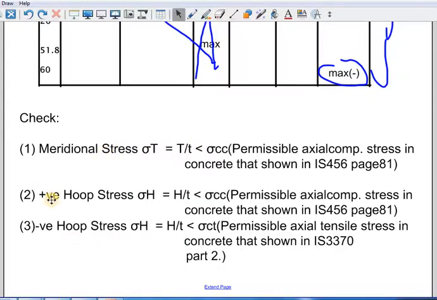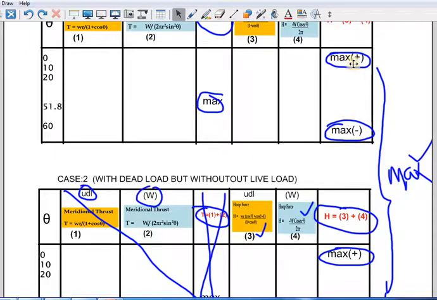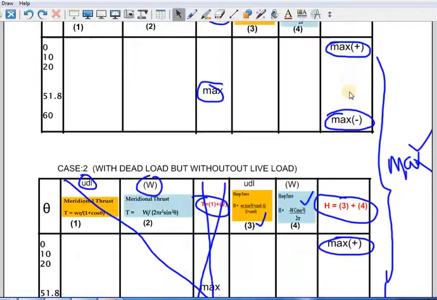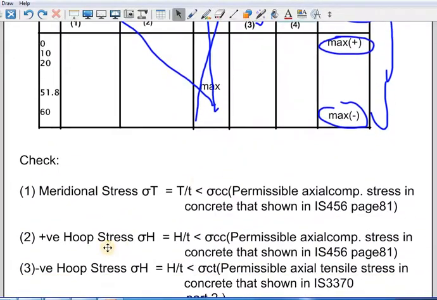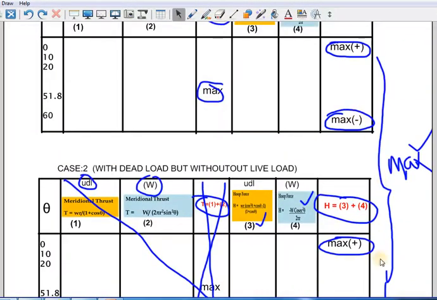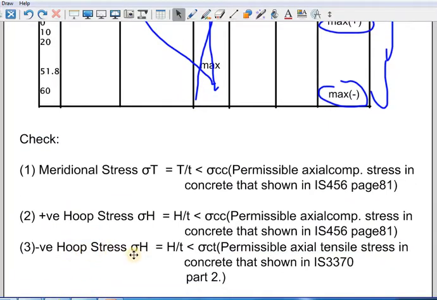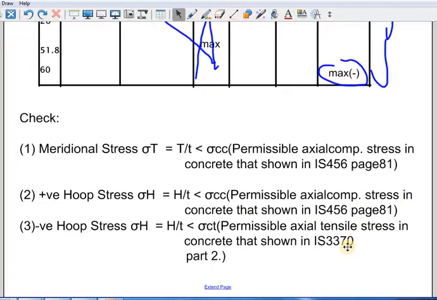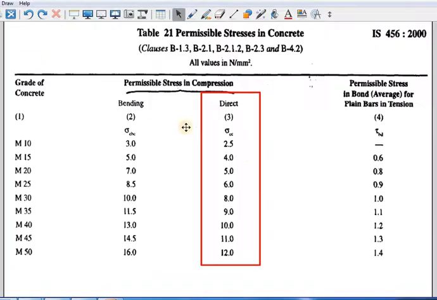And as I told you, you will have four values right now, two positive and two negative. Out of these two positive, you should take the maximum value, that will be the maximum positive hoop stress. And out of these two negative, you should take the maximum, that will be the maximum negative hoop stress. For positive hoop stress also, you should find out the hoop stress. Whatever you are getting is hoop force only. So hoop stress is nothing but force by area. I am taking 1 meter width, so H by 1 into t will come, that is the area. So 1 you don't need to write. So this also should be less than sigma cc, the permissible compressive stress in concrete. Okay, same value that is given here.